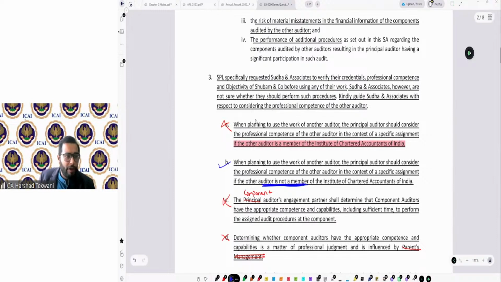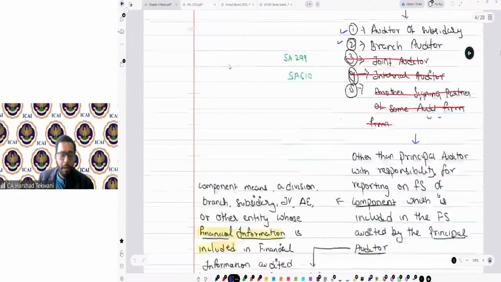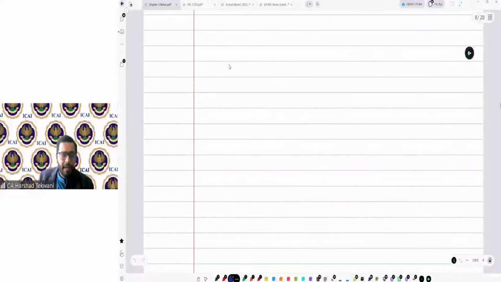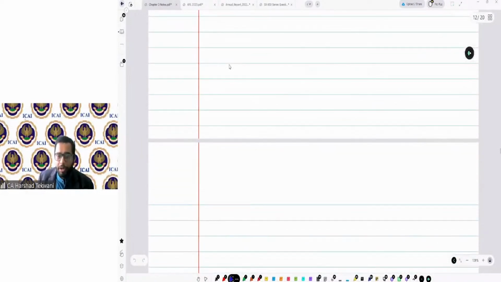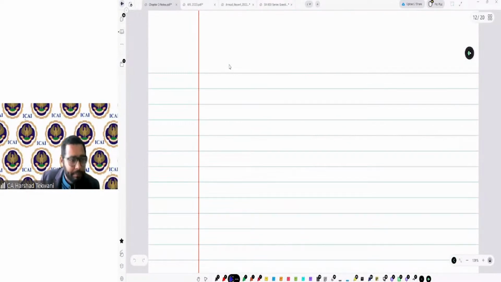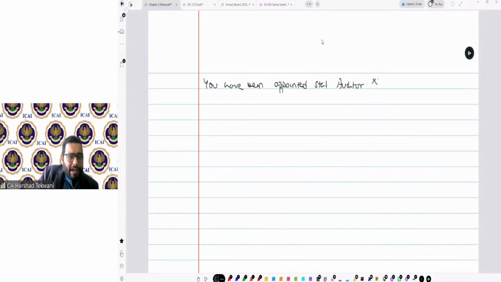Okay. If no further doubts, then let's proceed forward with respect to the topic. What we were discussing is when we have to rely upon the work which is performed by another auditor. Now, let's say, for example, you have been appointed stat auditor of XYZ Limited. Now, XYZ has an internal audit department.